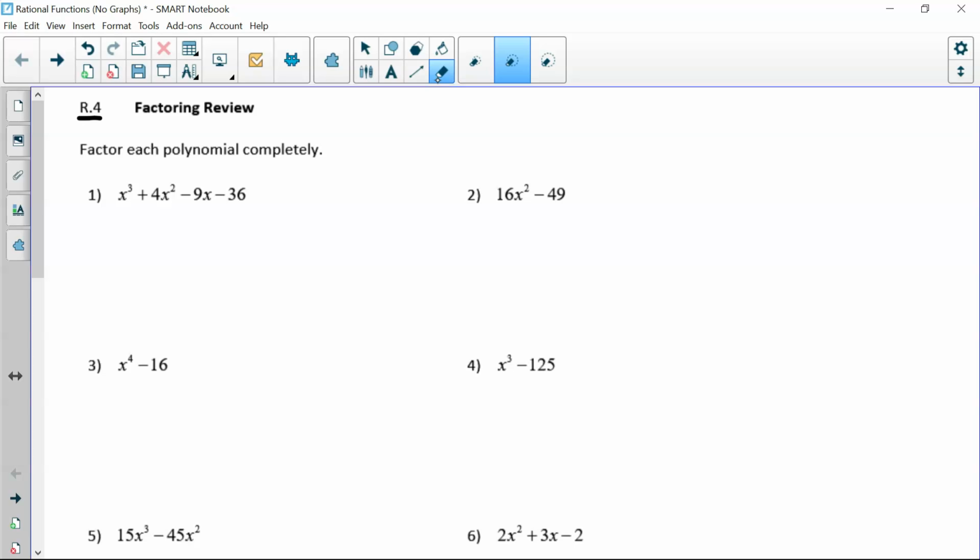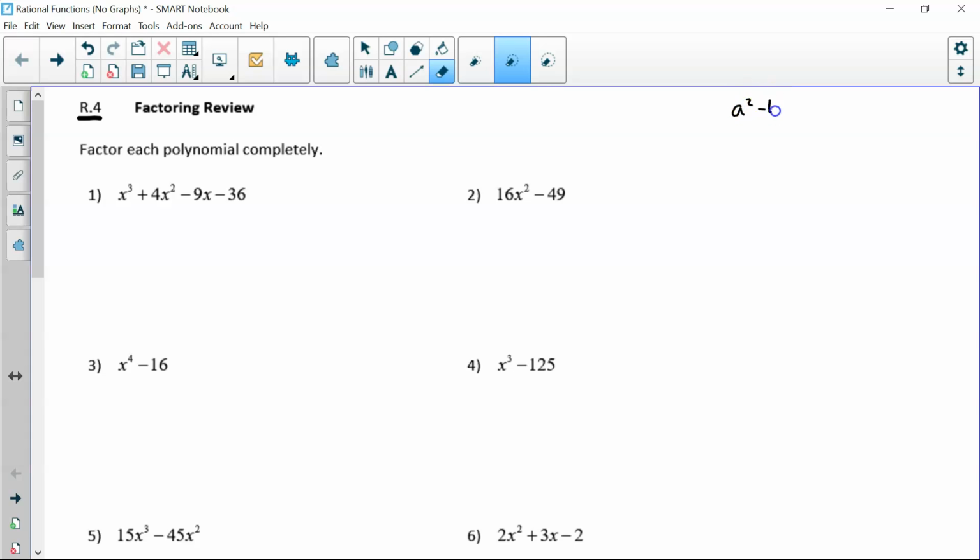Now, we're going to be going over the odd problems. The even problems will be on your own. So now, for problem number 1, when we see four terms, actually, you know what? Before we do this, let's review a couple key factoring things.